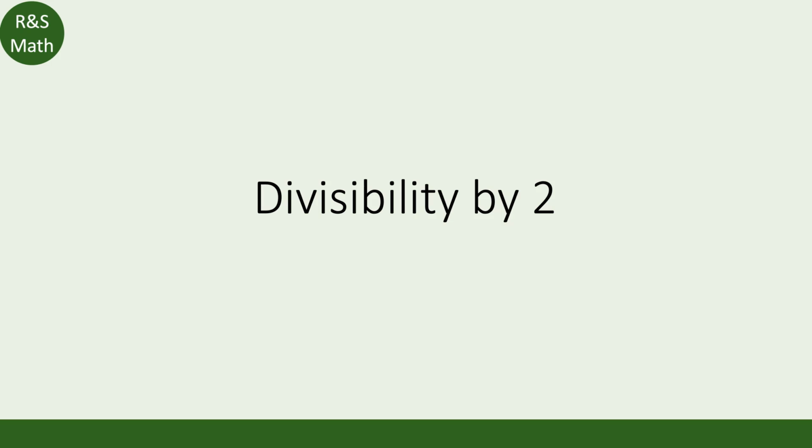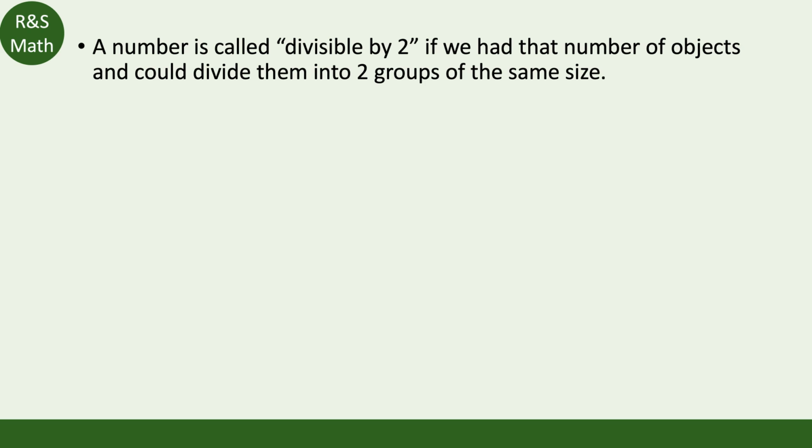In this video, we are going to learn what it means to say that a number is divisible by 2, how to tell easily if a number is divisible by 2, and when this is useful. A number is called divisible by 2 if we had that number of objects and could divide them into two groups of the same size.